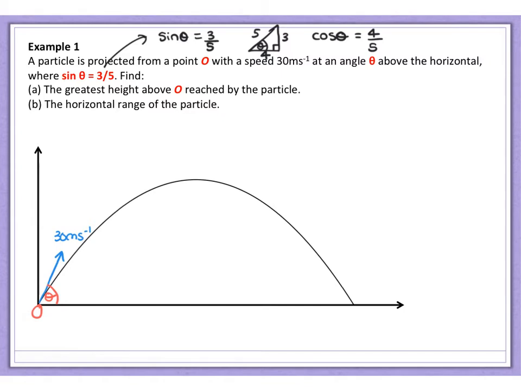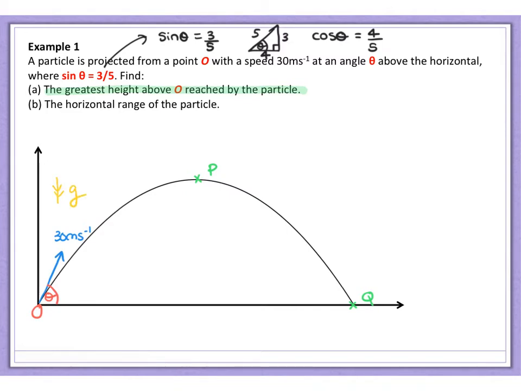We need to find the greatest height above O reached by the particle. So I'm going to call that point here P. And the horizontal range of the particle, which I'm going to call the distance OQ, so how far it travels. So let's draw on a line to represent the acceleration due to gravity, g, which looks like that.